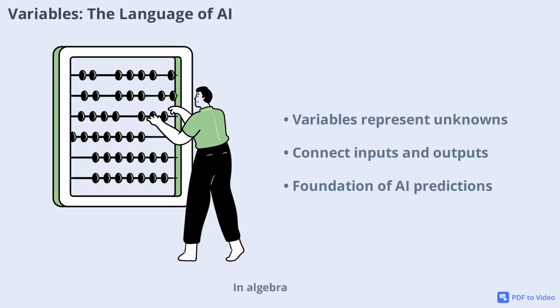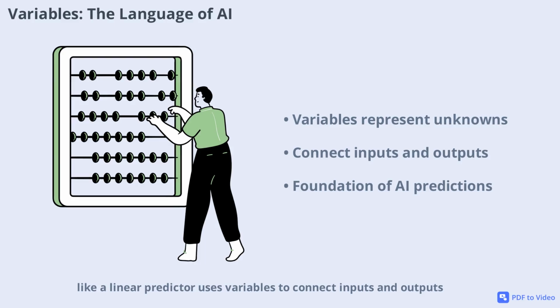In algebra, a variable is simply a symbol for an unknown or changeable value. In AI, variables are everywhere. They might represent an age, a price, a pixel value, or even a stock price. For example, in the equation y = 2x + 3, x could be any input and y is the output, such as a prediction or classification result.